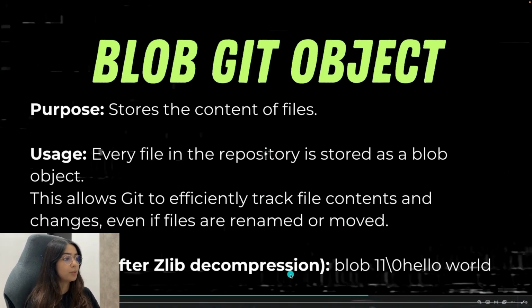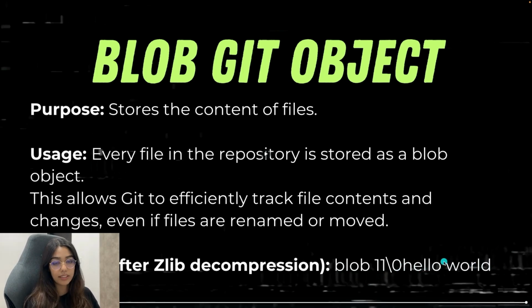For example, this is how a blob object file would look. First is the type, as we previously discussed. Then this is the size in bytes. This is a null byte. And then we have the actual contents of the file, which is hello world in this case.